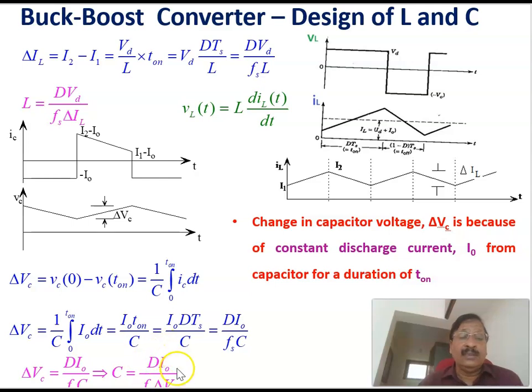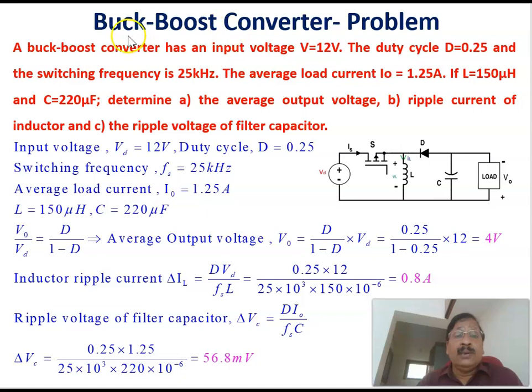This is how we can calculate the required value of the capacitance based on the allowable voltage ripple of the capacitor, delta Vc. Similarly, to calculate the inductance, you use the permitted ripple current through the inductor. Based on that, you can design L and C. This is the way in which you can design the inductance as well as the capacitance of a buck boost converter. Now let us see a problem based on this buck boost converter.